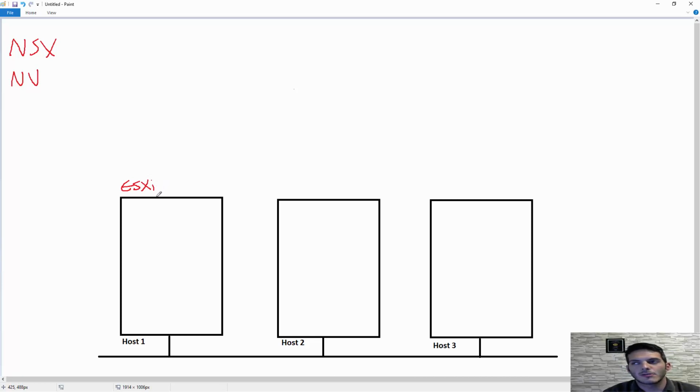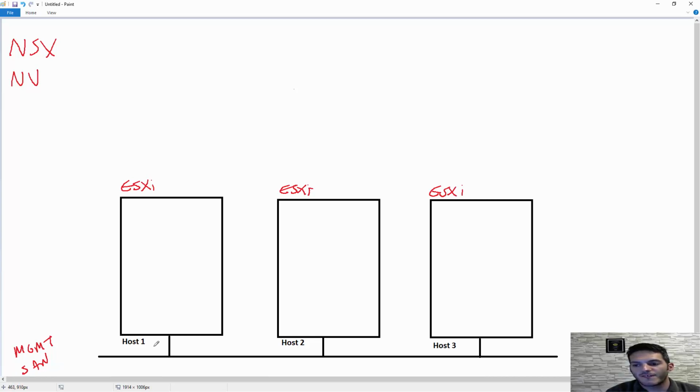ESXi, any version of 5.x and newer will support NSX. So this is ESXi and ESXi. Okay, so we understand all that, right? What we're going to be taking a look at is down here, this interconnectivity. We have our management traffic, we have our SAN traffic, and for right now, that's all we're going to have to work with. So we don't need to deal with anything else.